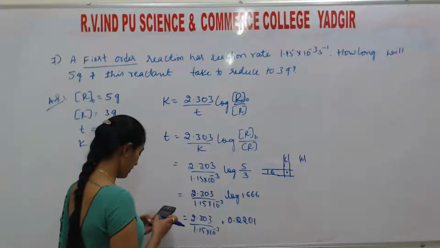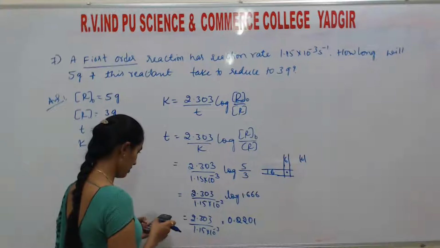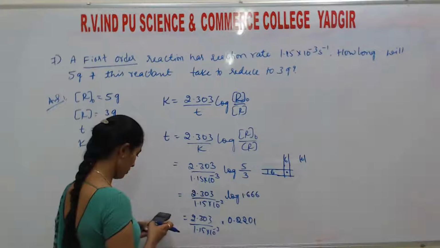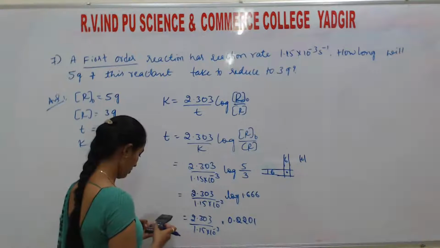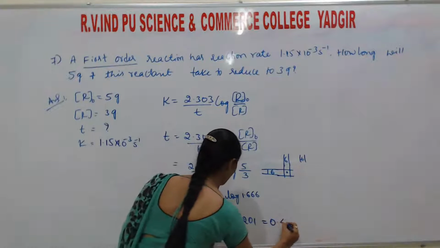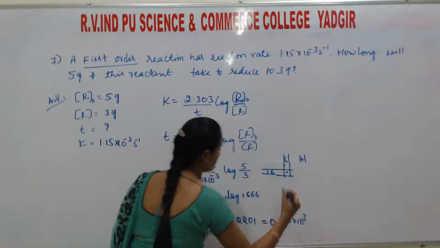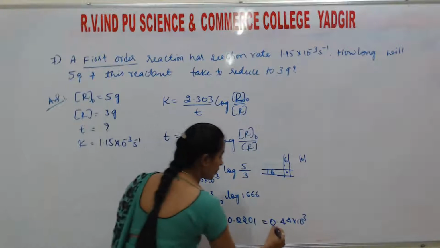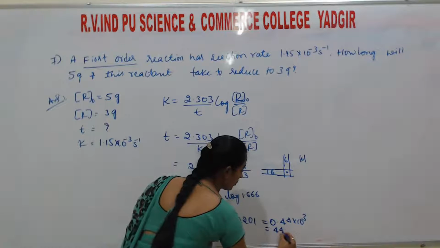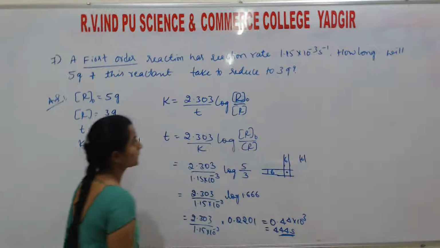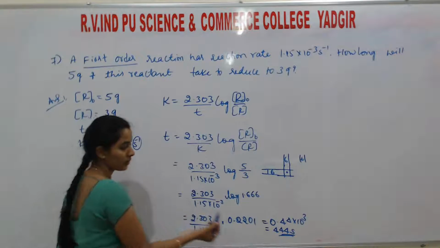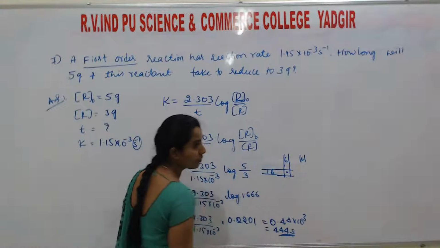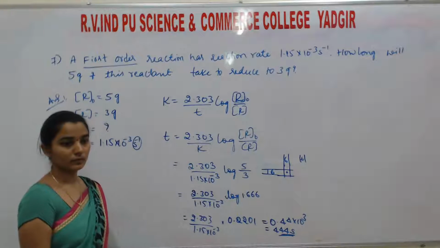Okay, so if you multiply, you get 0.44 into 10 power 3. That is 0.44 into 10 power 3, which means 444 seconds, because your rate constant is given in what? Second. So that means this is 444 seconds. Understand?